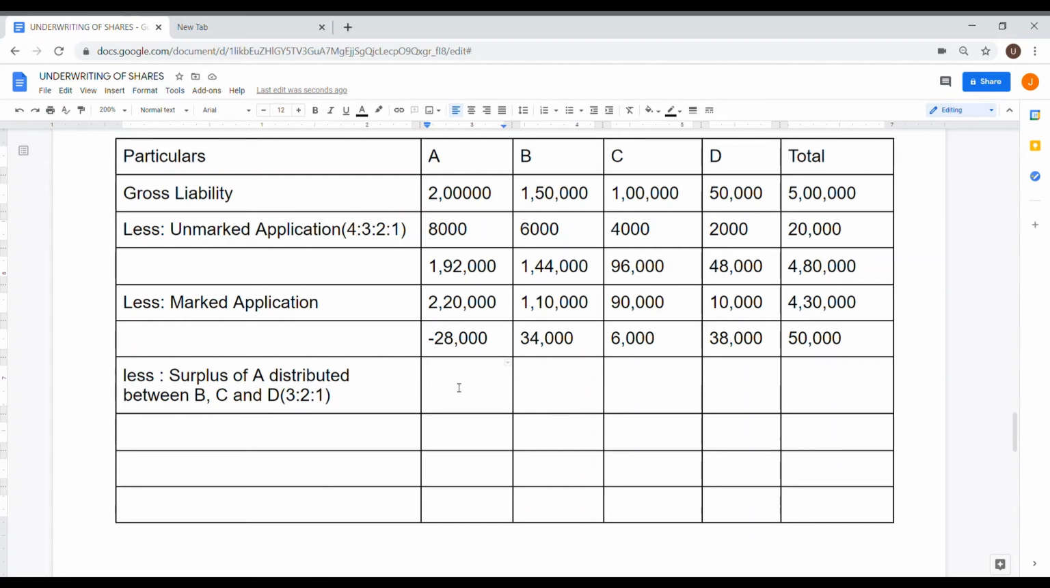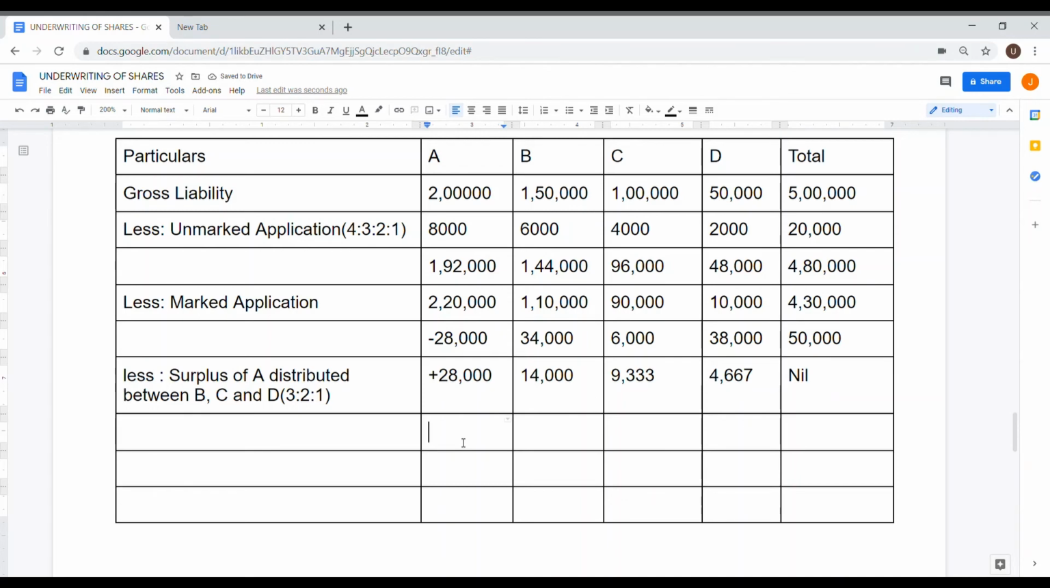So what it will be here, it will be plus 28,000 here, 14,000 here, 9,333, and here it will be 4,667. And one more thing is, you don't do total for the surplus, so this will be left blank, or you can just write it as nil.